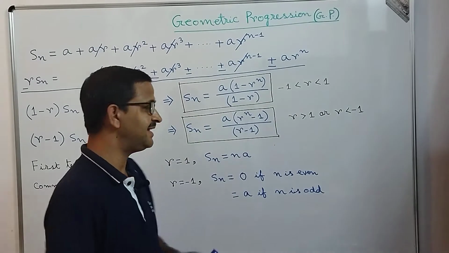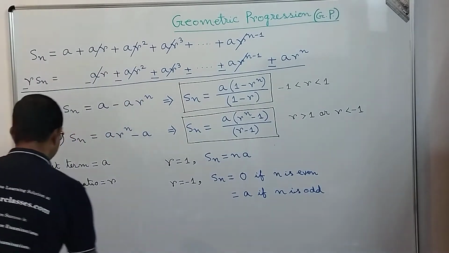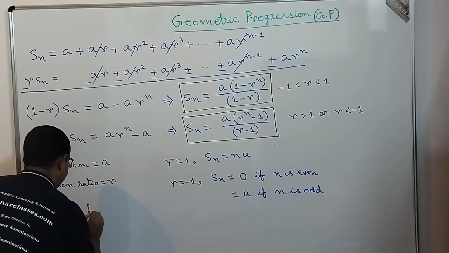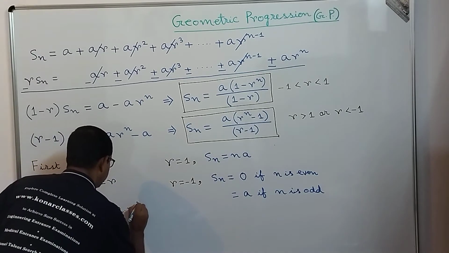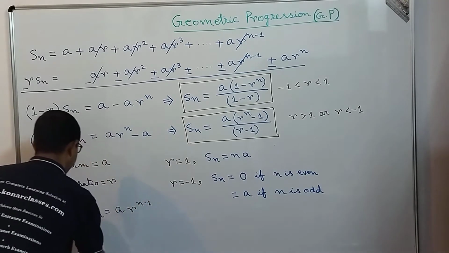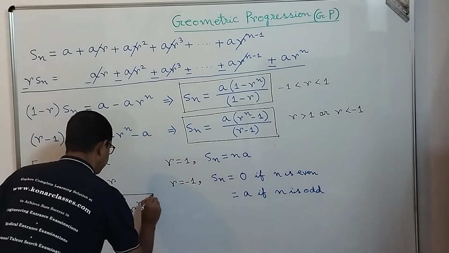The first one is the nth term. What is the nth term? The nth term is Tn, and it is a into r to the power n minus 1. That is the nth term, the first one.